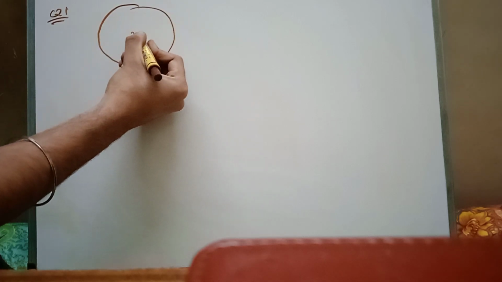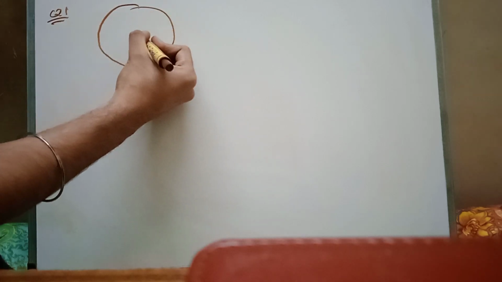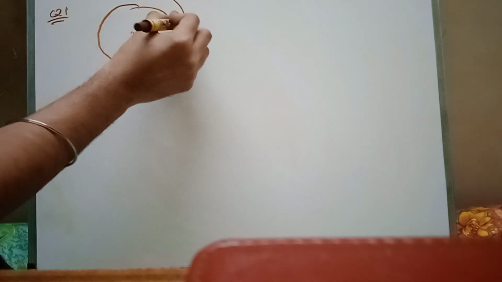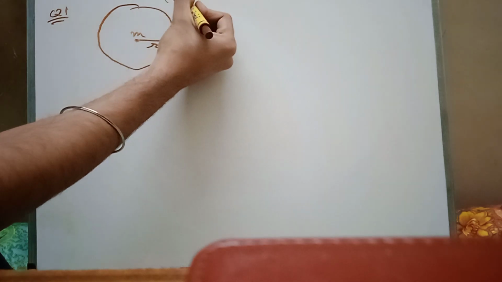Hello everyone, today I have a question for you from rotational mechanics. I'm not writing the question, only the cases. The question says that there is a disk of some mass m and radius r. It is rotating about the axis passing through the center of mass and perpendicular to the surface, with some angular velocity omega 1.